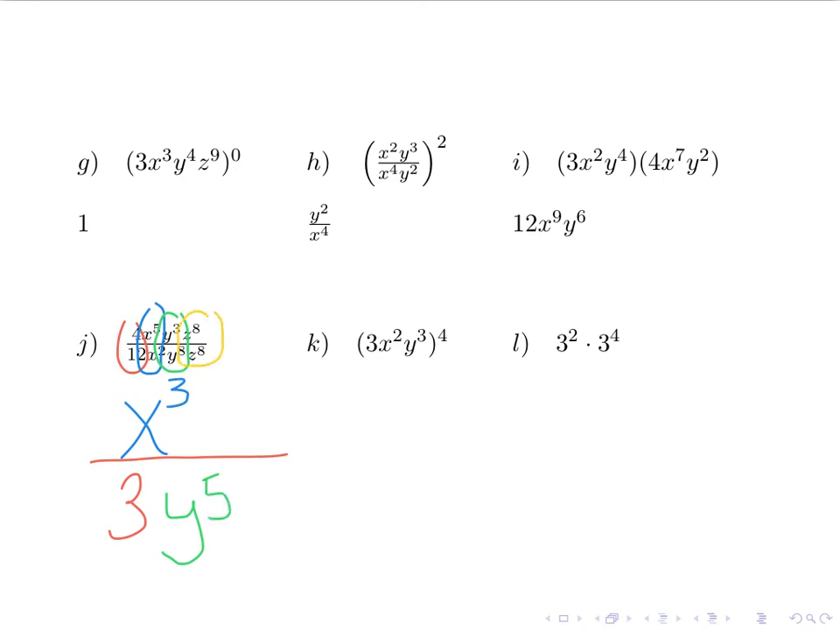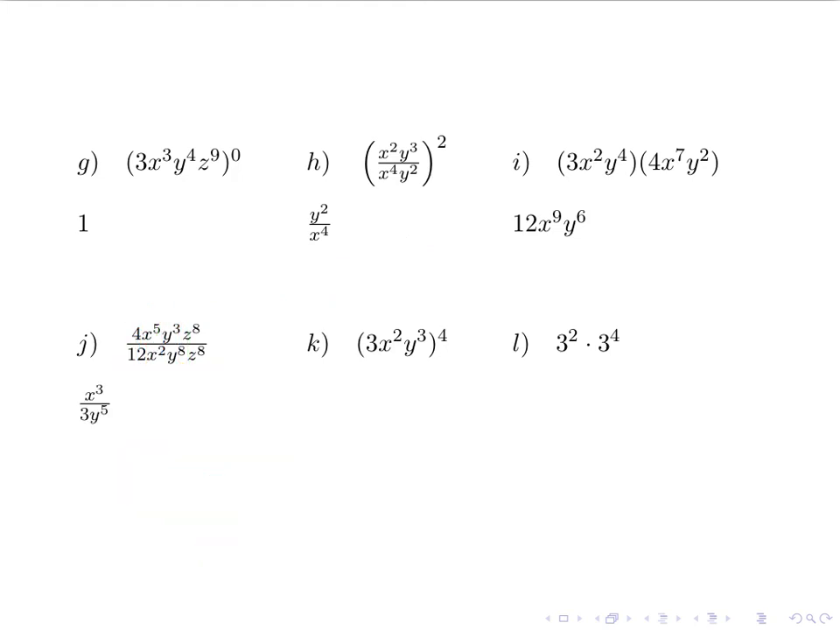And then lastly, my z's. Z to the 8th over z to the 8th. I can think of that two different ways. It's something divided by itself, so I know that's 1. Or, again, that's z to the 8 minus 8, which is z to the 0, which is 1, which means I don't need it in my answer. So I just have x cubed over 3y to the 5th.